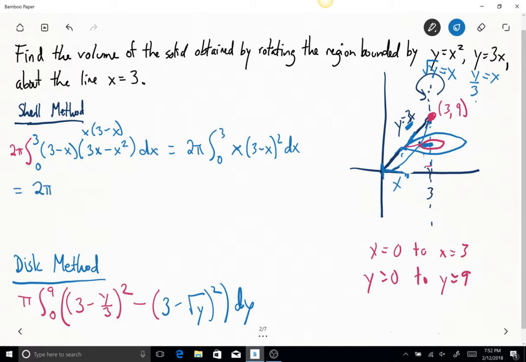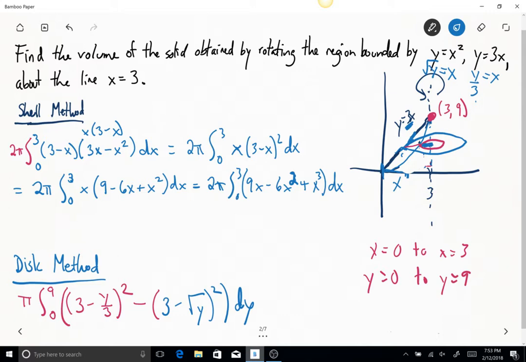So you get 2 pi, an integral from 0 to 3. And then this would be x, and let me just expand this out for us here. So you get 9 minus 6x plus x squared dx. And to write it a little bit simpler, you get 2 pi, and then an integral from 0 to 3 of 9x minus 6x squared, plus x cubed. And then we want to take the antiderivative with respect to x. Any questions thus far? Please let me know if so.